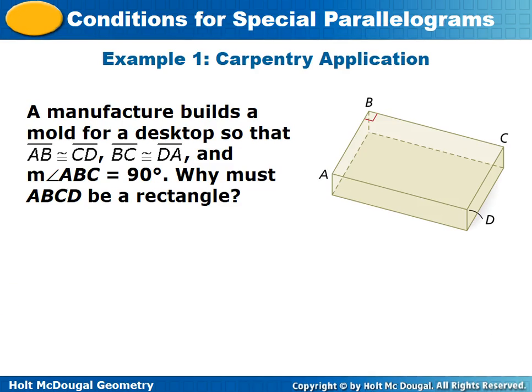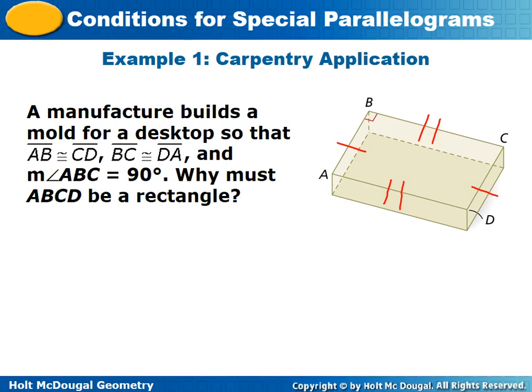This is example 1, our carpentry application. It says a manufacturer builds a mold for a desktop so that AB is congruent to CD and BC is congruent to DA, and the measure of angle ABC is 90 degrees. Why must ABCD be a rectangle? First I'm going to mark what's given. These are the sides that it says are congruent: AB is congruent to CD and BC is congruent to DA.